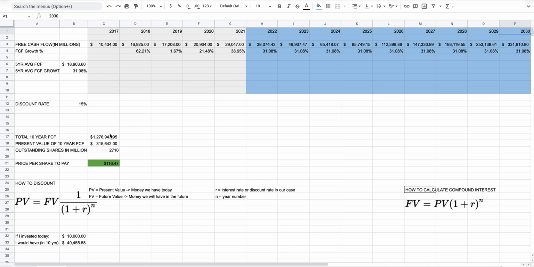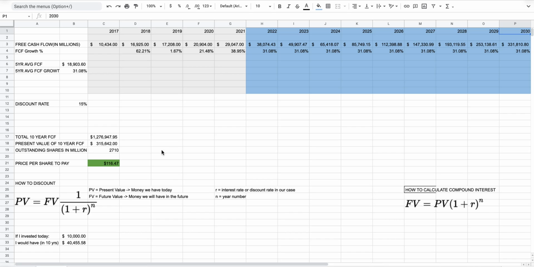So the total upcoming 10-year free cash flow that we're going to be gaining if we buy stock today. This is 2022, but it's considered almost 2021 yet. I mean, basically the growth starts from here. That's what we're saying, from this year. If we add all these free cash flows together, we're getting a total 10-year free cash flow of $1.2 trillion here. And that's what the company is going to make in free cash flow.